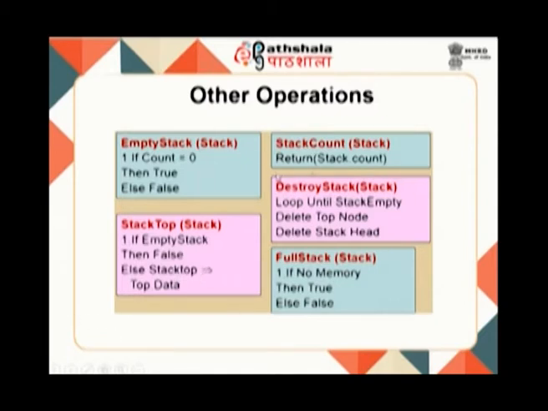Then stack count is return stack dot count, because in the head node we have put a count very conveniently. Destroy stack: loop until stack is empty, delete top node, and delete stack head. You keep deleting; this loop is for the delete top node. Then delete or pop top node. Full stack: if no memory, then true, else false. This does not normally happen in a linked list implementation, as we know, because we assume the memory is available.